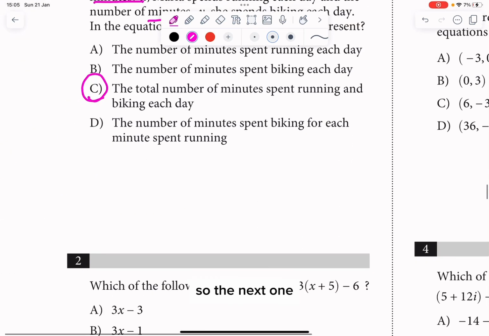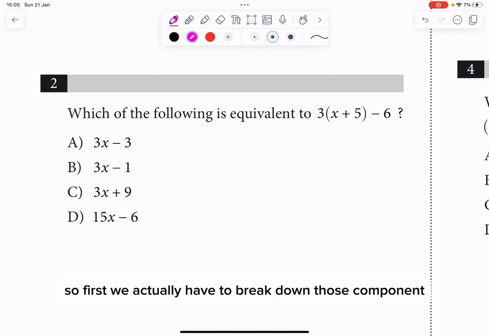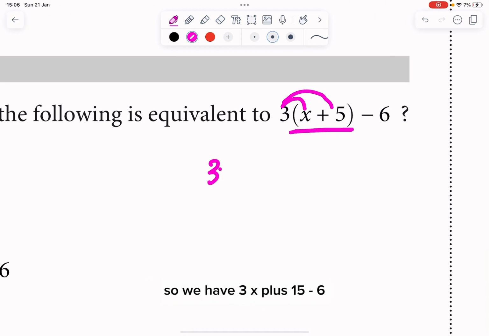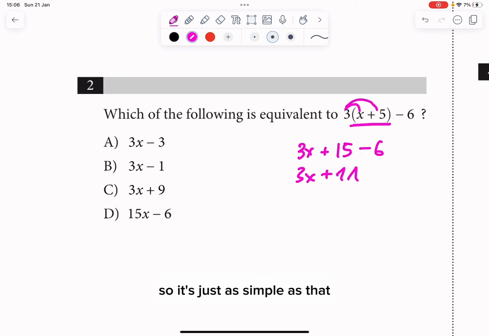Alright, so the next one: which of the following is equivalent to 3(x plus 5) minus 6? First we actually have to break down this component. So we just need to multiply 3 with each of the numbers inside the parenthesis. So we have 3x plus 15 minus 6. So we have 3x plus 11. It's just as simple as that.